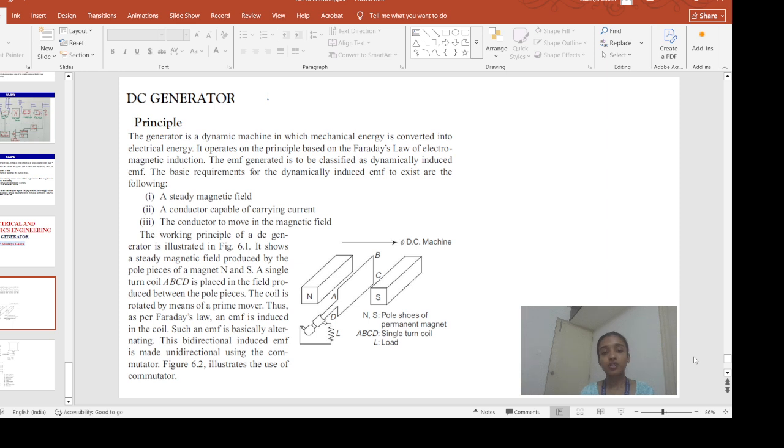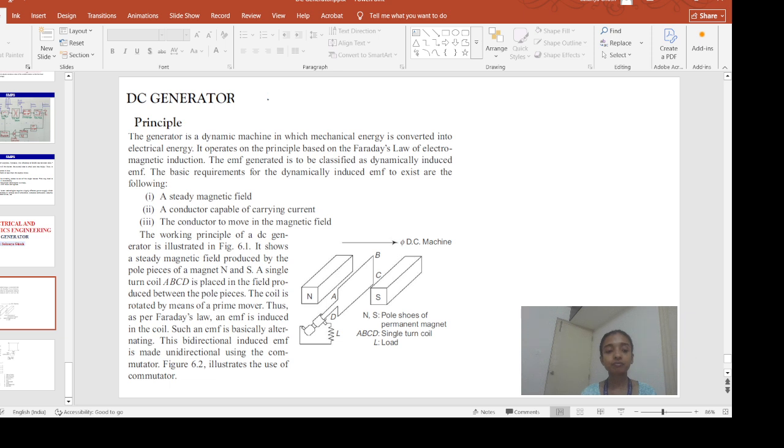The DC generator works based on the principle of electromagnetic induction, and it converts the mechanical energy to the electrical energy. Okay. And this DC machine is mainly classified into DC generator and DC motor. So first here we will see about the DC generator. In a DC generator, it has two main parts.